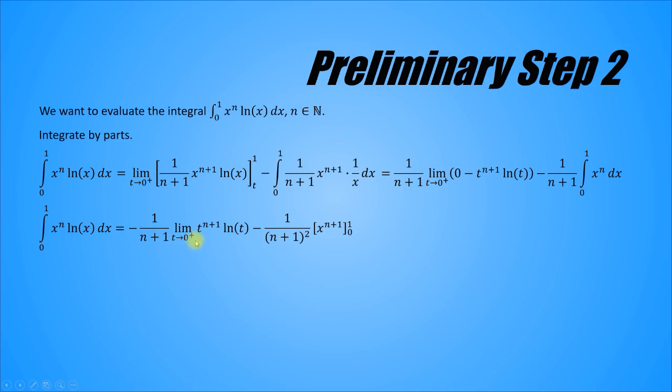So, we saw in the last segment that this limit right here is 0. And if I evaluate this bracket, I get 1. So substituting those values into the right-hand side, I get my result. The integral from 0 to 1 of x to the n ln of x dx equals negative 1 over n plus 1 squared for all natural numbers n. This completes preliminary step 2.